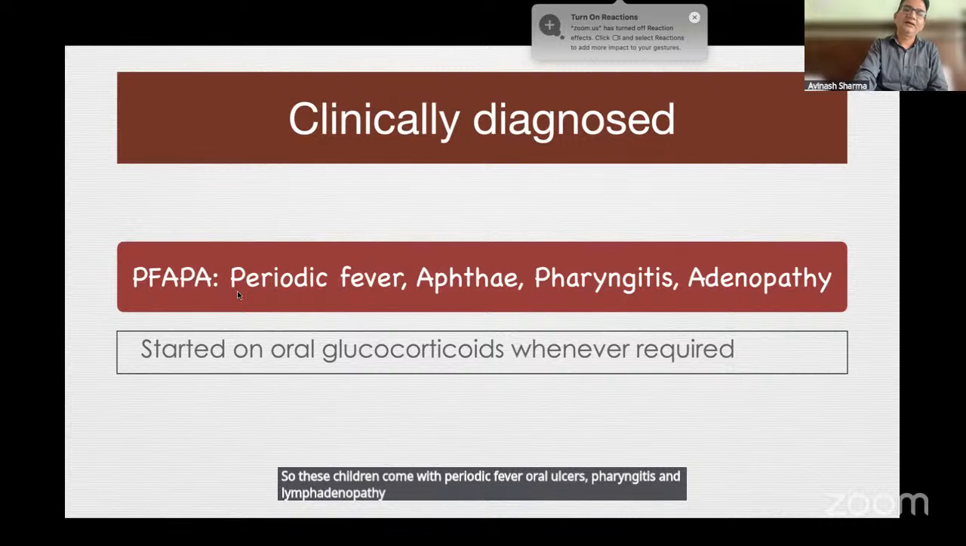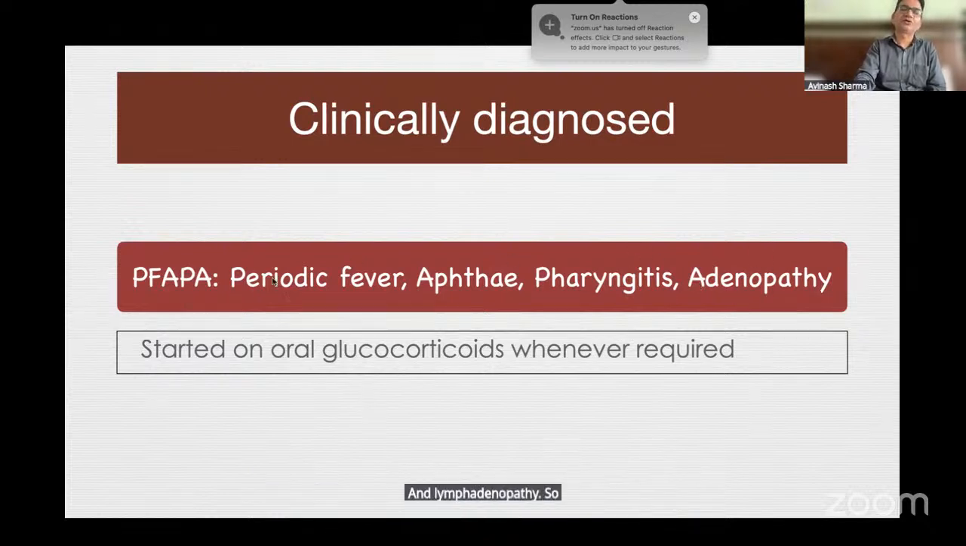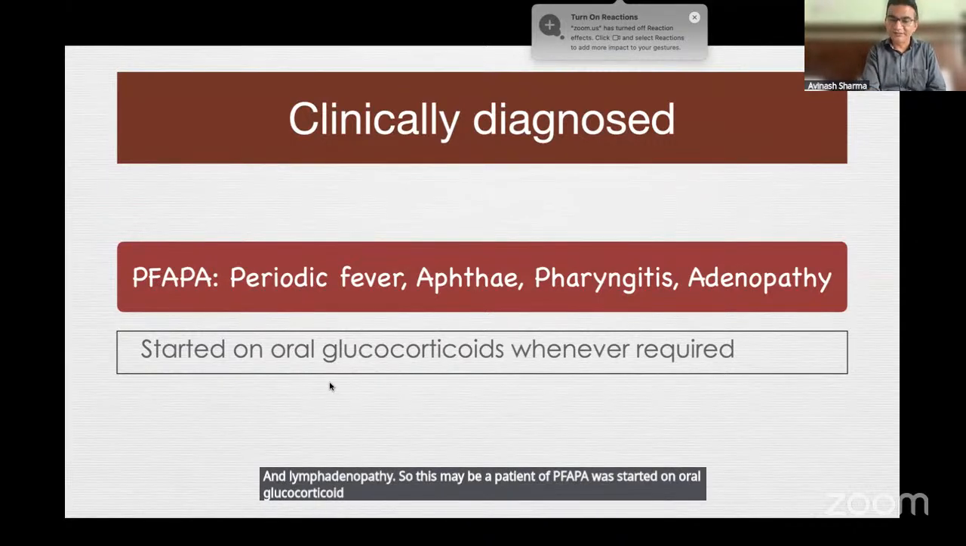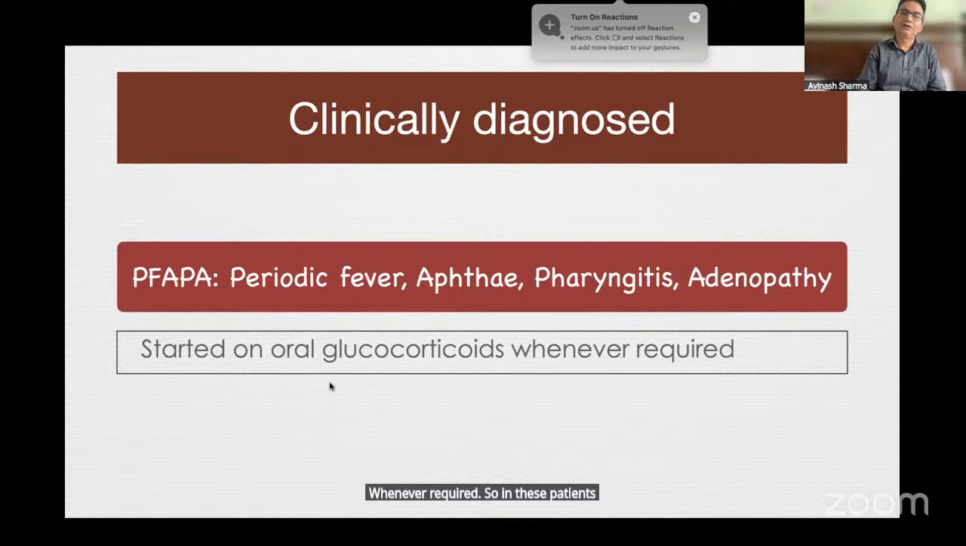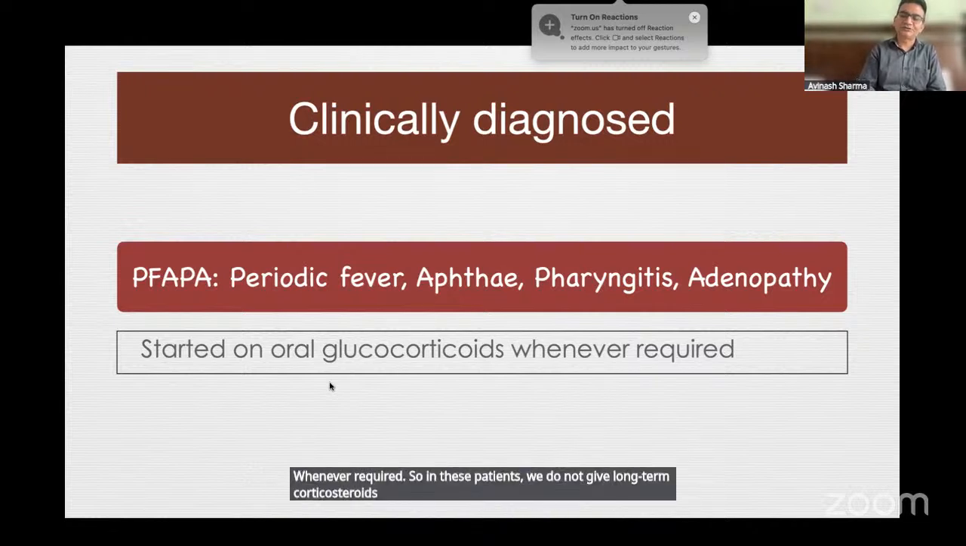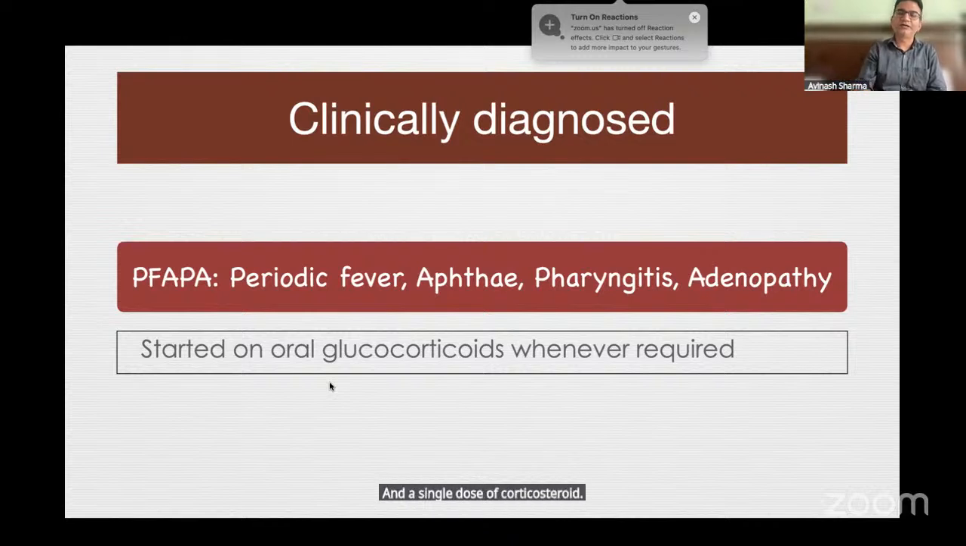So if you think seriously, this may be a very common situation. You may find children who come with recurrent episodes of fever along with oral ulcers, pharyngitis, and lymphadenopathy. So this may be a patient of PFAPA, who was started on oral glucocorticoids, which may not be the only treatment option. There are others as well whenever required. So in these patients, we do not give long-term corticosteroids. The other treatment options are, some people suggest tonsillectomy and a single dose of corticosteroid, dexamethasone or prednisolone, whenever they have fever.